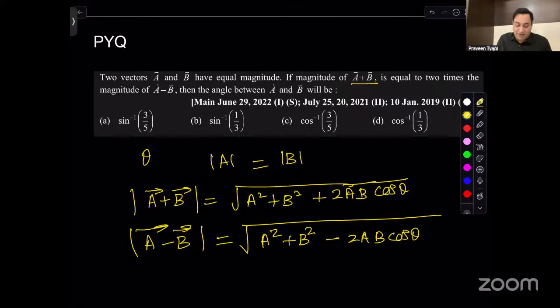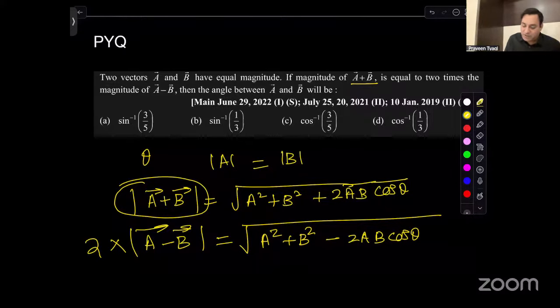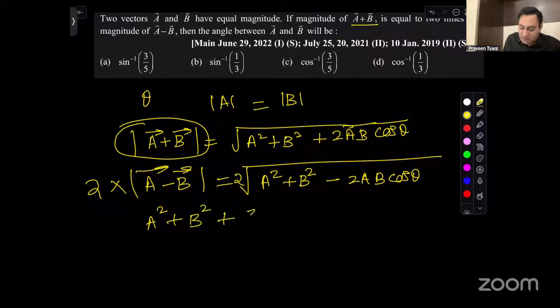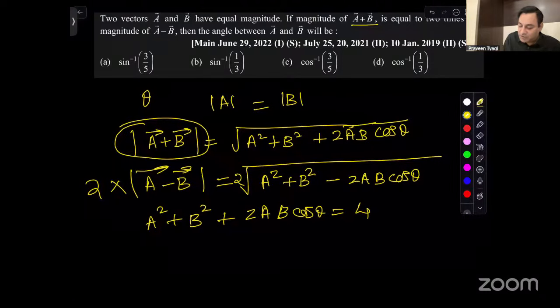Now, they are saying that the magnitude of this is equal to twice the magnitude of this. So we will just equate these two. So this is equal to twice of this, and we equate these two. Square both sides. So you will have, please pay attention, a square plus b square plus 2ab cos theta is equal to 4, I am squaring both sides, a square plus b square minus 2ab cos theta.